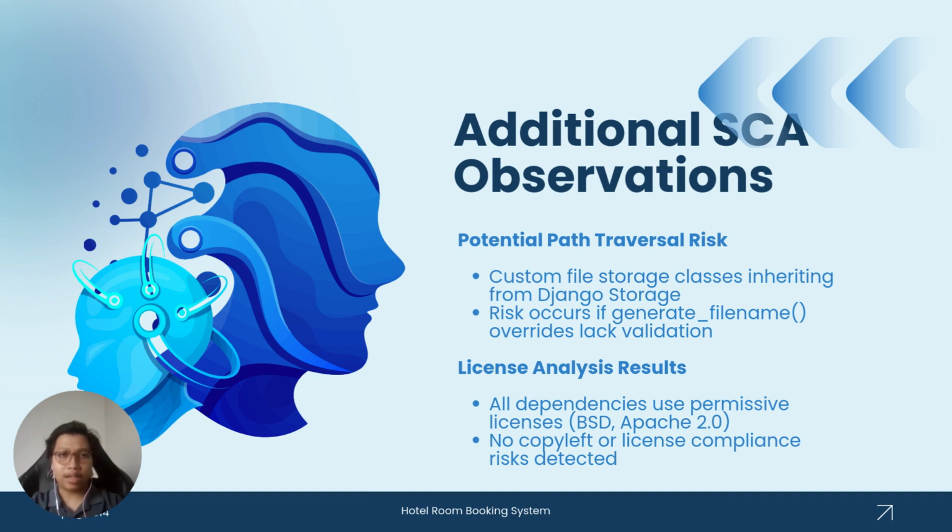For this slide, additional SCA observation. Beyond direct vulnerabilities, we also identified additional risk factors. One key observation was potential path traversal risks in custom file storage classes that inherit from the Django storage class. If the generate file name method is overridden without proper validation, it could allow an attacker to manipulate the file path.